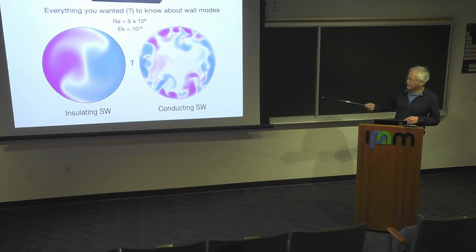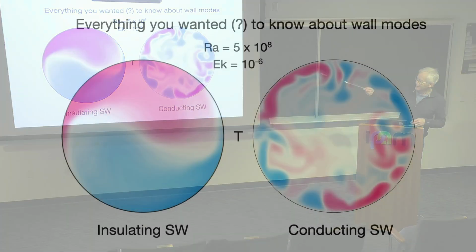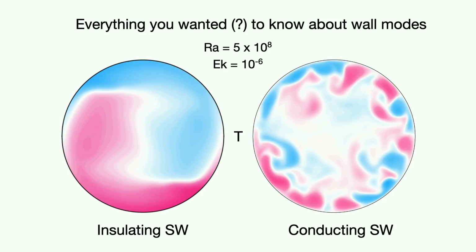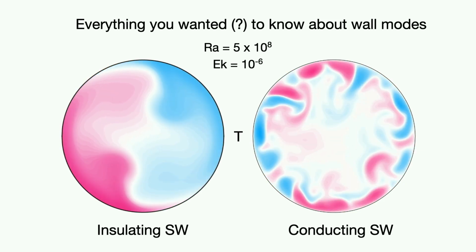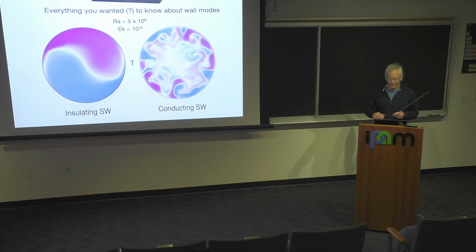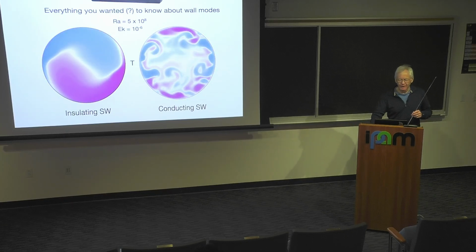This is an example of the difference at the same Rayleigh number, the same Ekman number, between insulating sidewalls and conducting sidewalls. So you can see that at the same conditions, depending on the sidewall, you get very different states, and I'll tell you why.